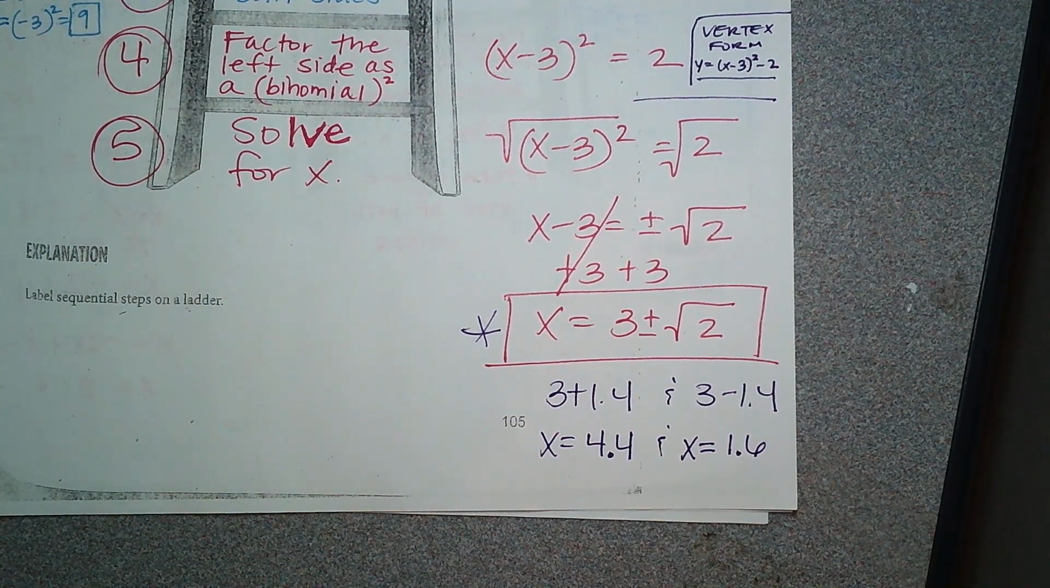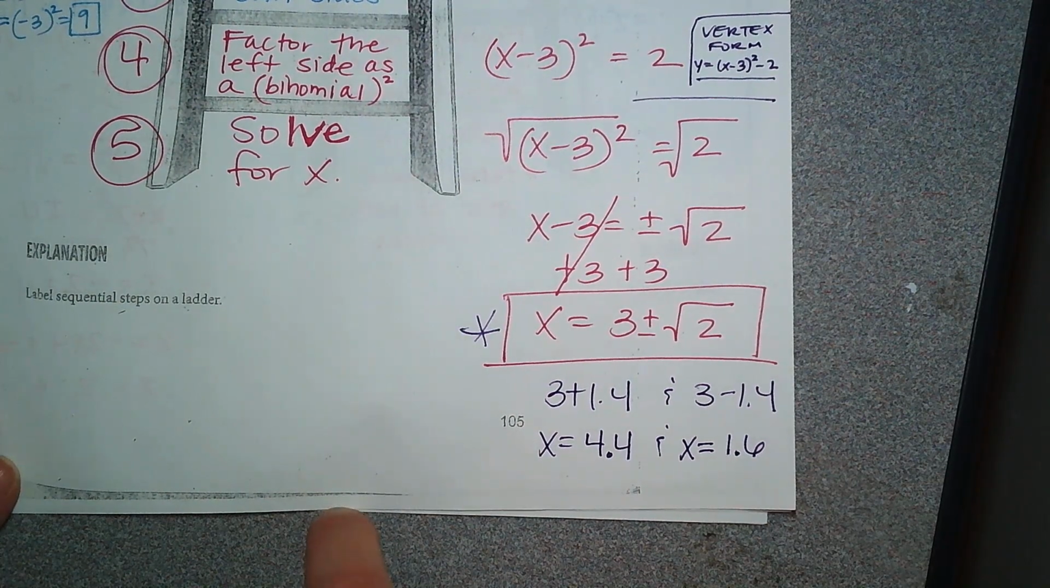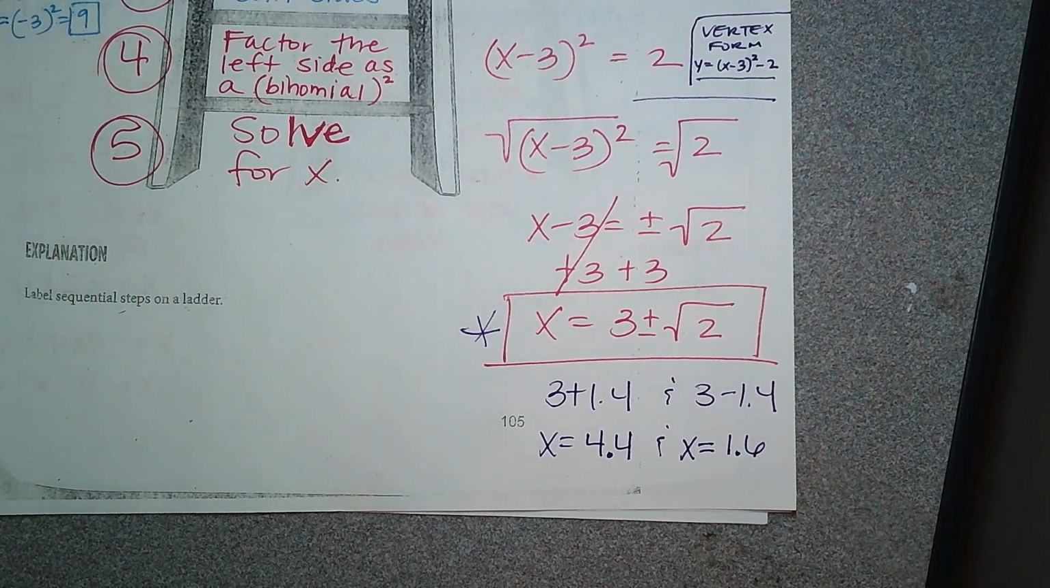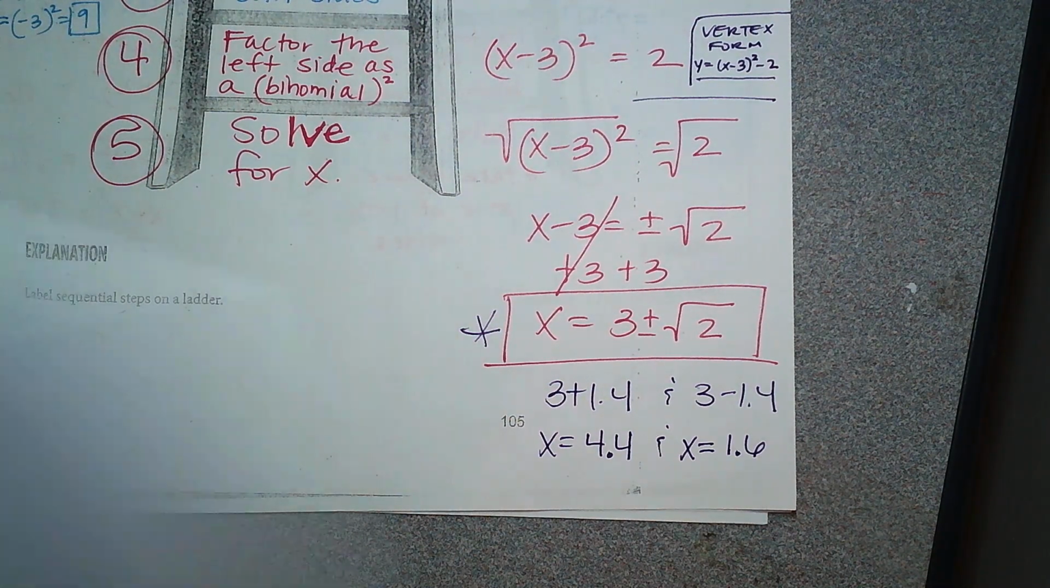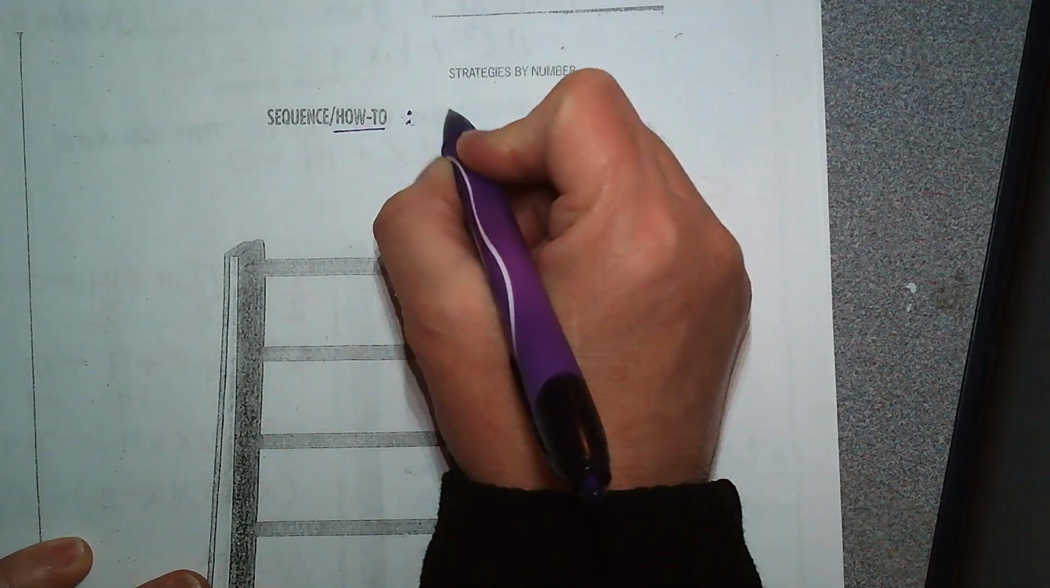All right, let's do one of these together. Turn to the back of this page that I just gave you. I left a blank step ladder there. This is how to complete the square.